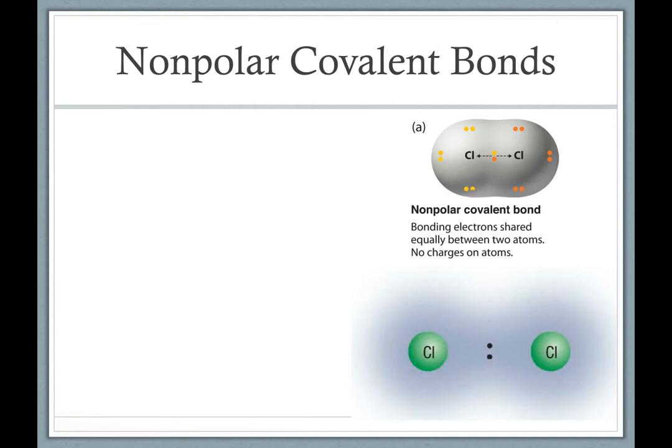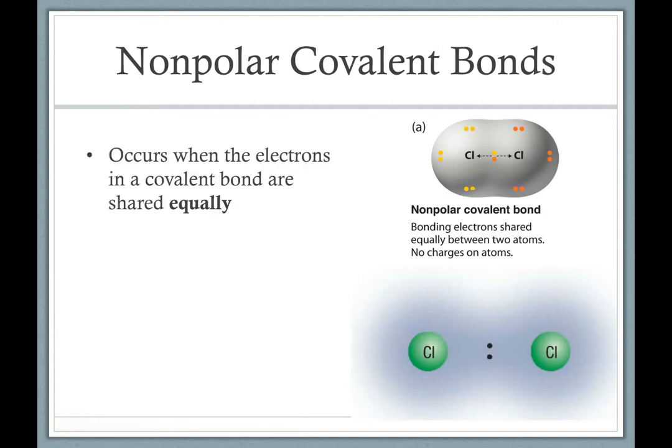In a nonpolar covalent bond, the electrons are shared equally, and that results in no charge buildup in that bond. For example, we have chlorine here, Cl and Cl, with our lone pairs around it and our bonding electrons. Because chlorine is the exact same element, it has the same pull on the electrons, so they're shared equally between these two atoms. Those electrons are basically right in between both of the Cl's, resulting in no charge buildup.